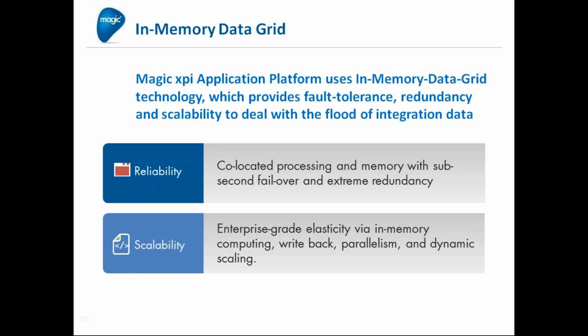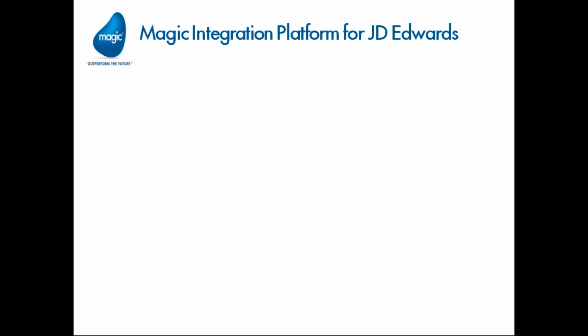You write back to the SQL database after the in-memory transaction takes place, rather than as a part of the transaction. You have the parallelism in processing so that you get that scalability, and you can scale it dynamically so that as requirements increase, you can flex the amount of processing and memory that's dedicated to these user spaces that are available in the in-memory data grid to run what's going on.